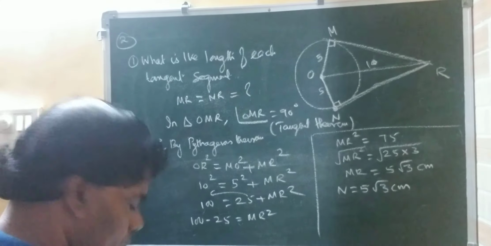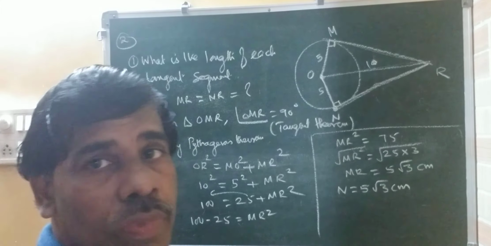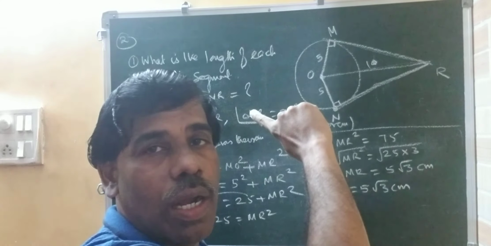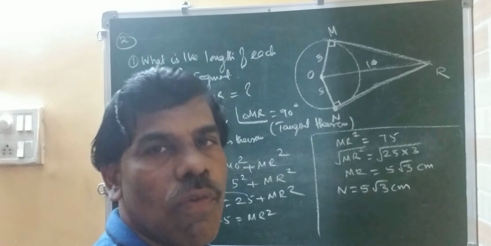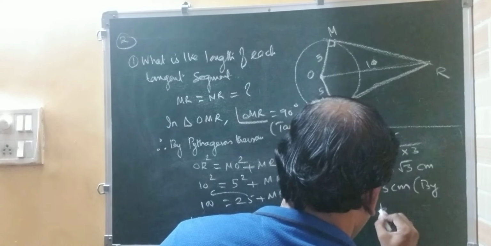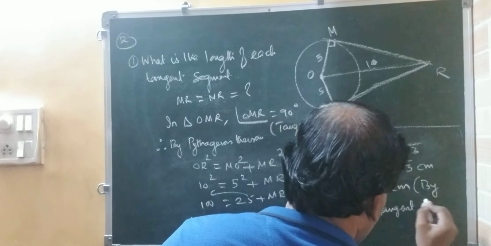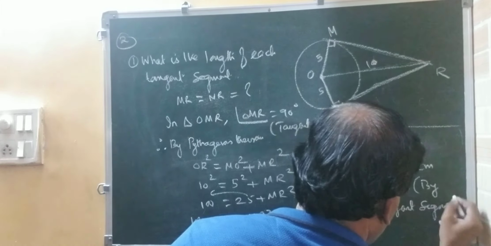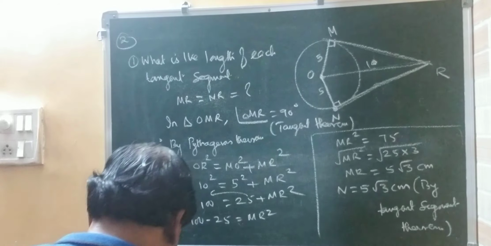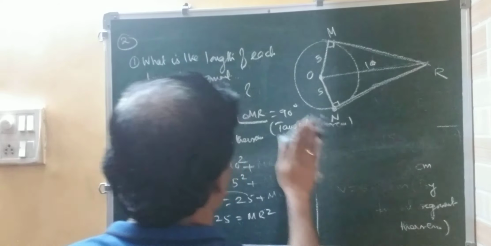What is the reason? Tangent segment theorem. If you draw tangents from an external point to the circle, they are of equal length. That means by the tangent segment theorem. So one part is over. Now second part we will do.